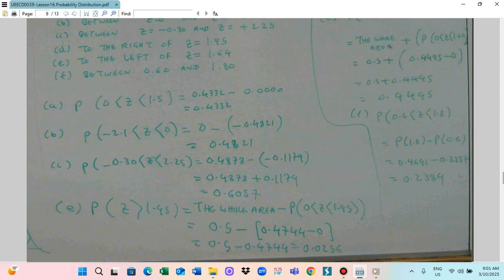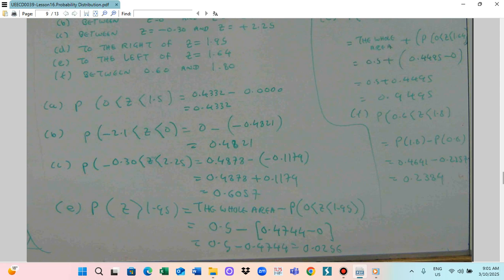So 0.4878 minus 0.1179. Minus becomes plus, so this becomes 0.1179, and you add together. So this becomes 0.6057. So the probability between minus 0.3 and 2.25 is 0.6057.